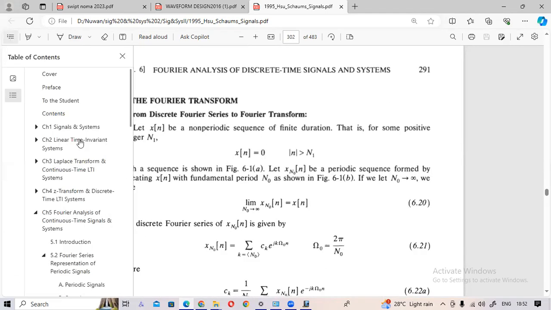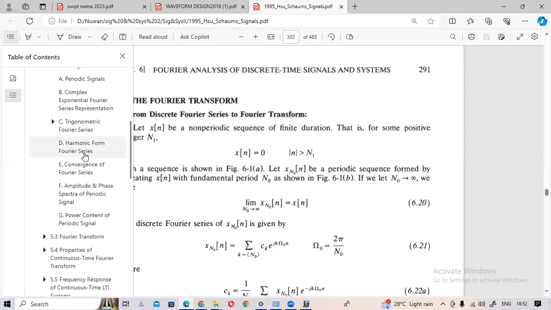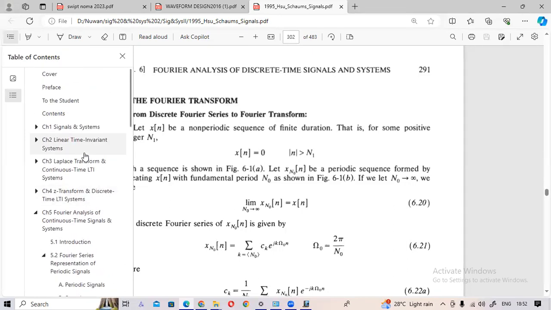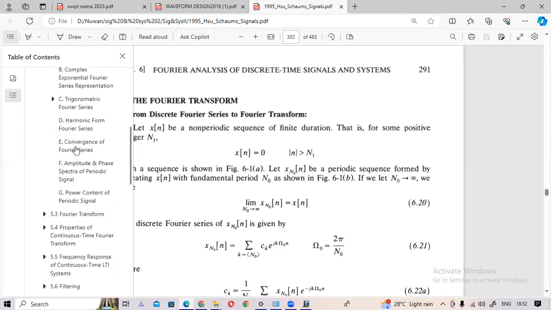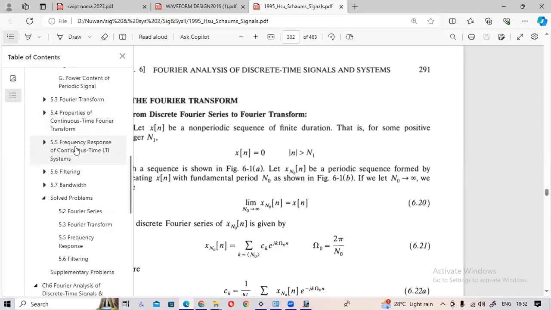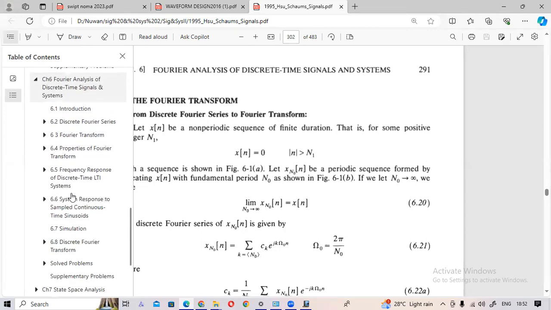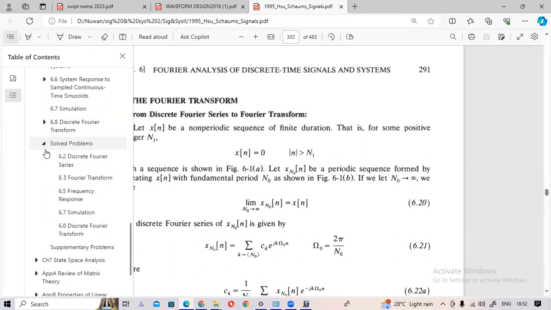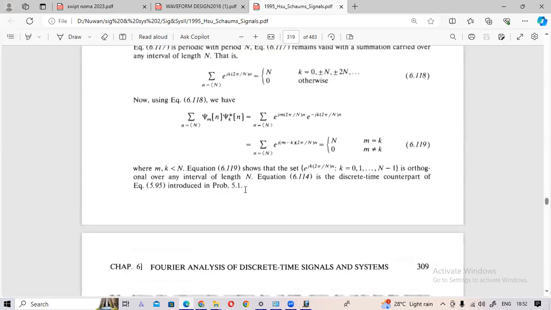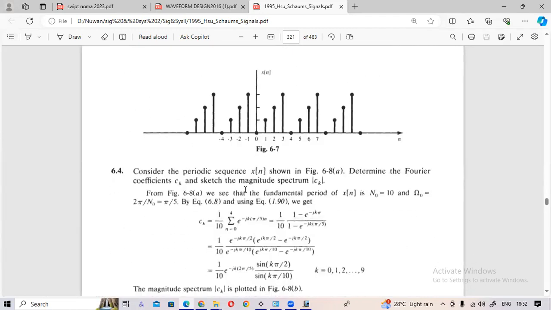I will select the example from this book. Then if any problem, you can refer to this book, and you can ask me. So to solve problems on discrete Fourier series, you can use chapter 6. So we will try to do this one.